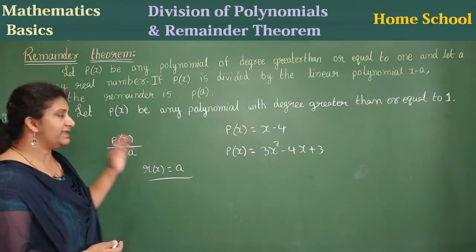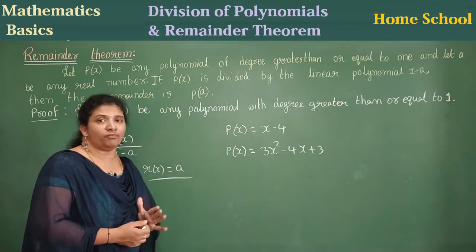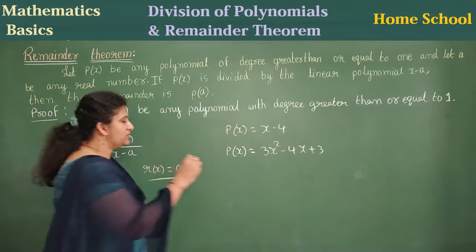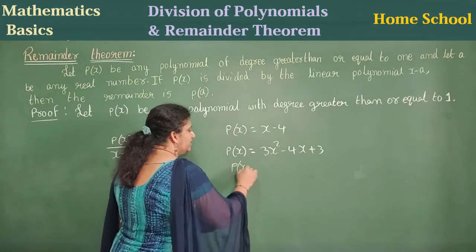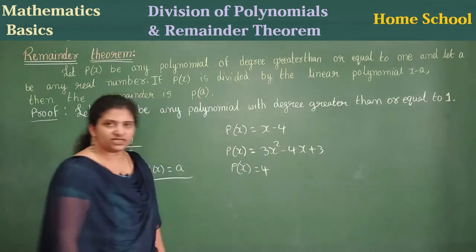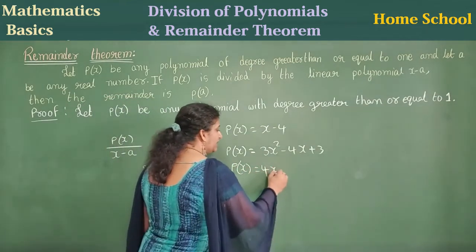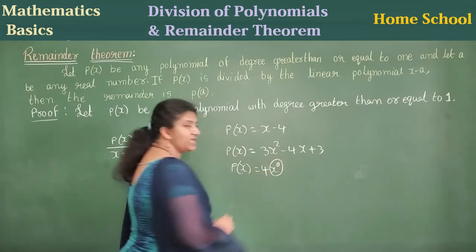Right? So understand the degree of a polynomial. Here it is, what is the degree? 1. Suppose if I give you like this. Look here, children. So what is this? Do you have any degree? Yes, there. That is x power 0.